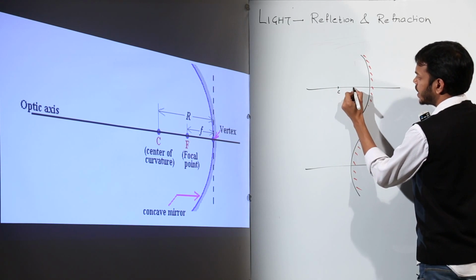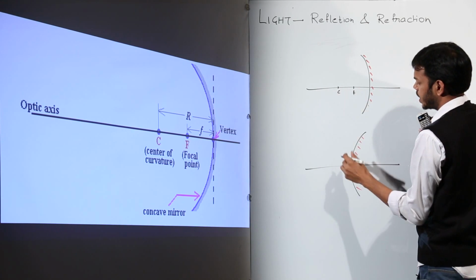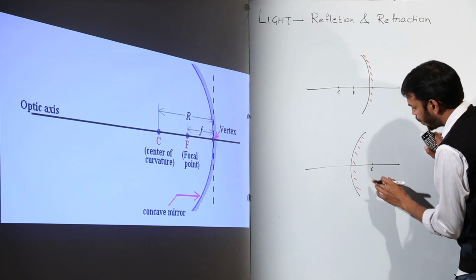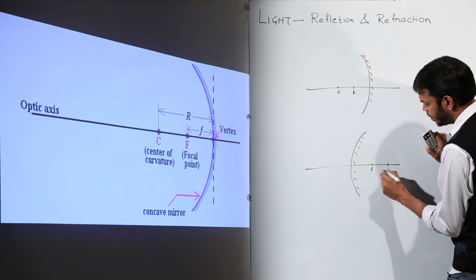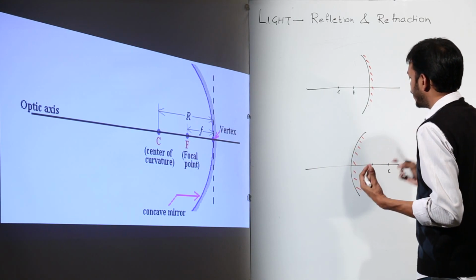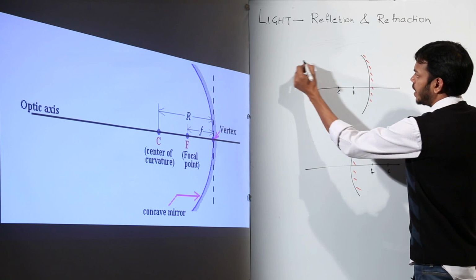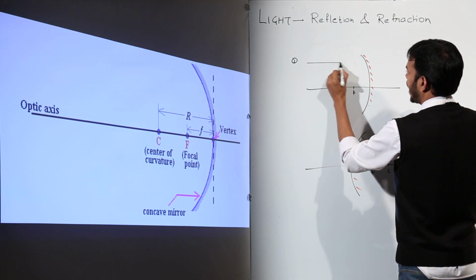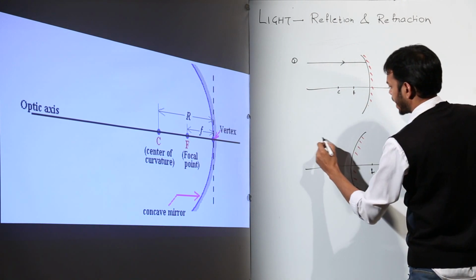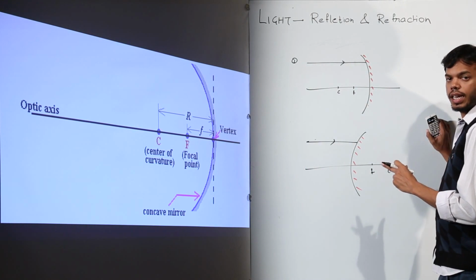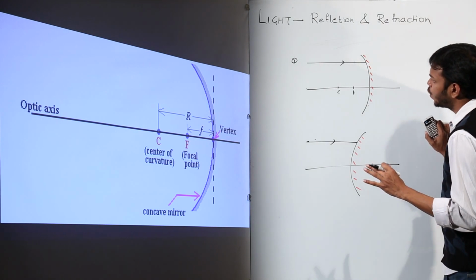This is the center of curvature and half of it is the focus. Similarly here, this is the center of curvature and half of it would be the focus. So I'll be marking this as a focus for the convenience of the diagram. Now, ray number 1 is the ray which is coming parallel to the principal axis. This is ray number 1. This ray will always pass through the focus.